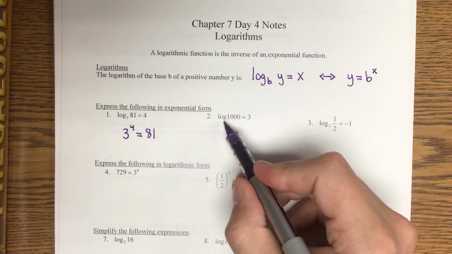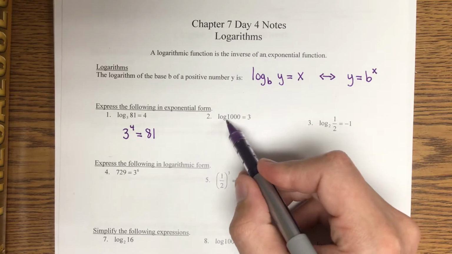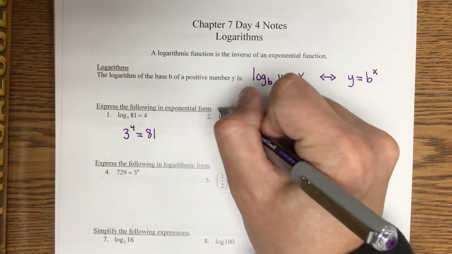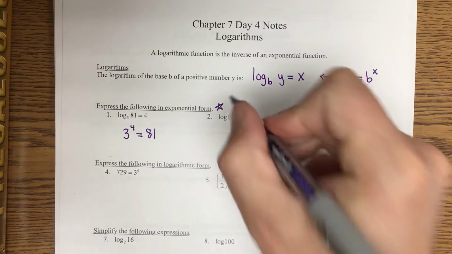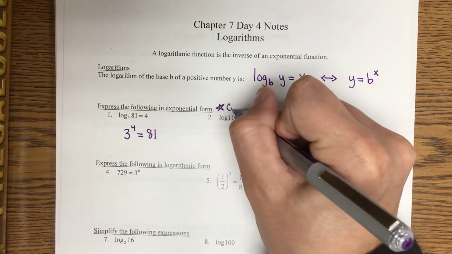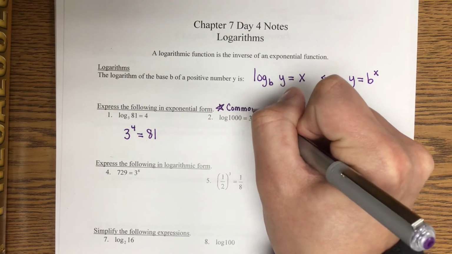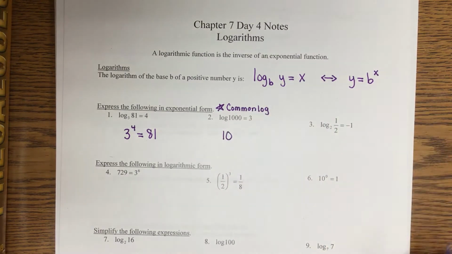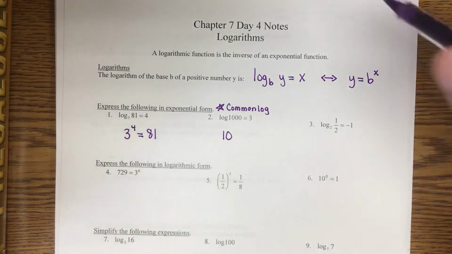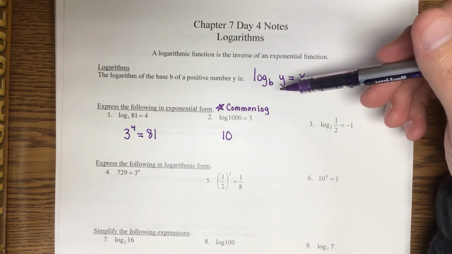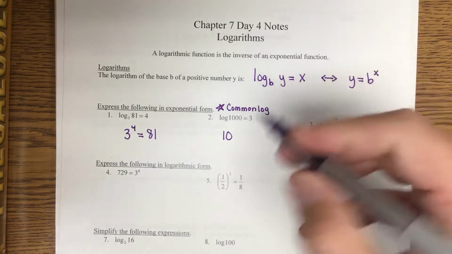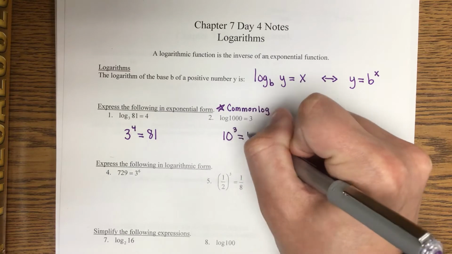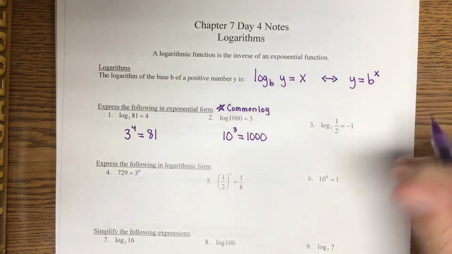For number 2, it just says log of 1,000. It doesn't list a base number. So very, very important here, this is called the common logarithm. And the common logarithm always has a base of 10. Base 10 is the number system that we use on a daily basis in real life. So this is called the common logarithm because base 10 is the common base. The power would be 3. 10 to the third is equal to 1,000.